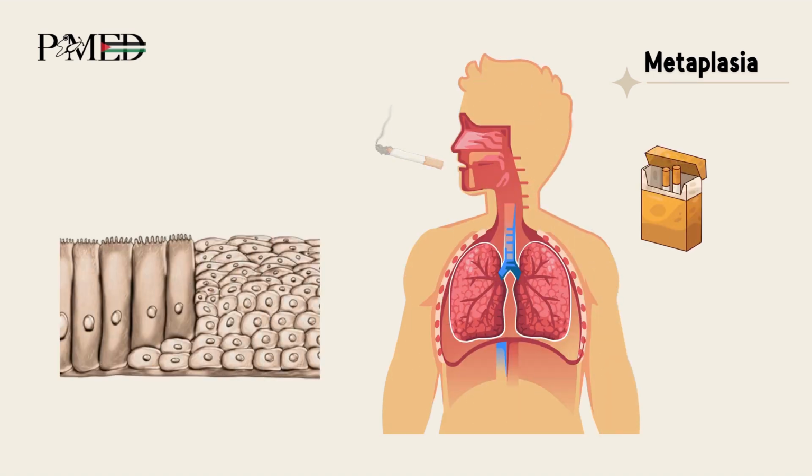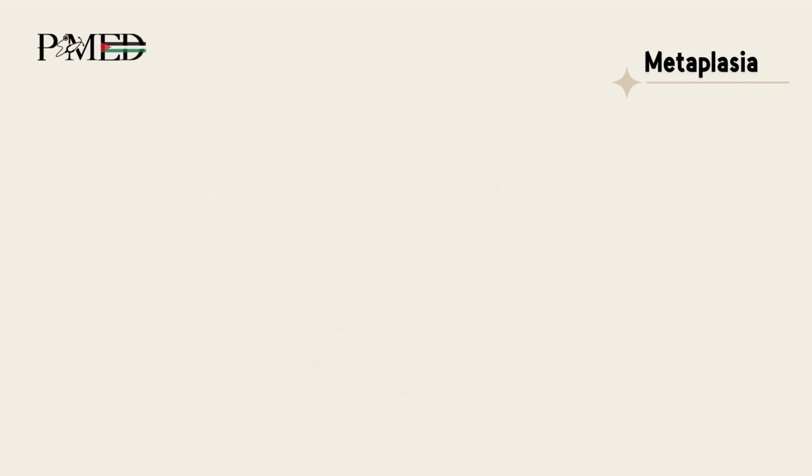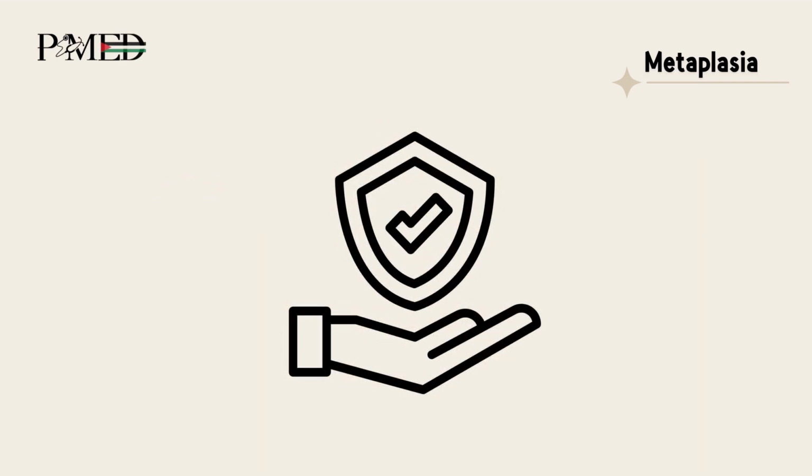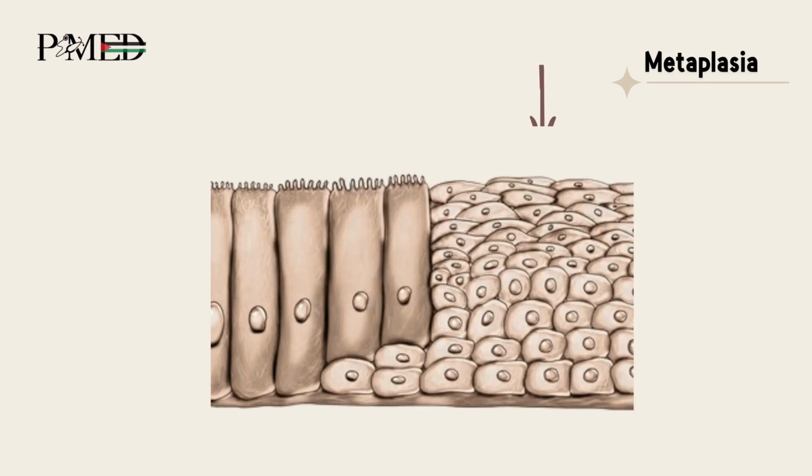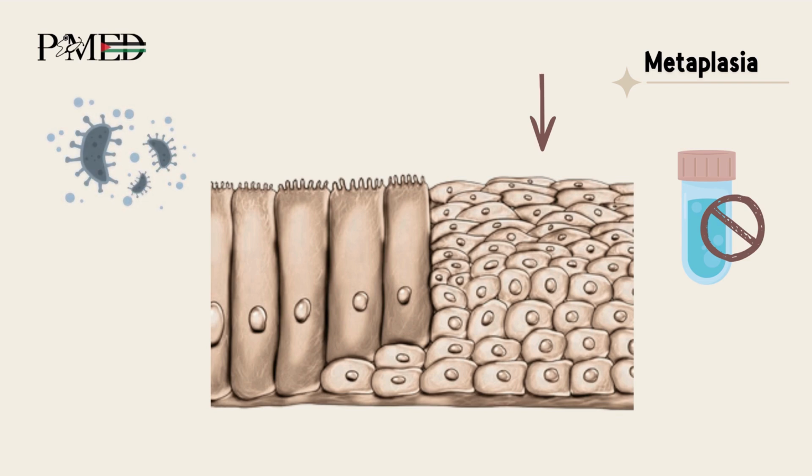The normal lining is replaced by a more protective type of epithelium that can better tolerate smoke and irritation. While this offers short-term protection, it comes at a cost. The new cells lose important functions like mucus clearance, which increases the risk of infections.